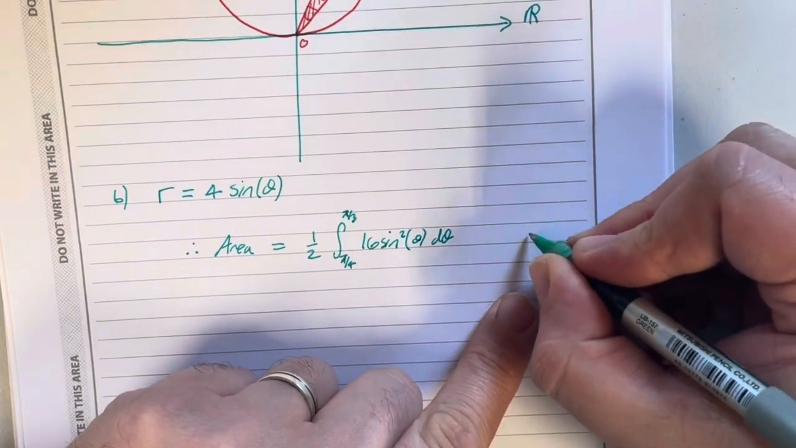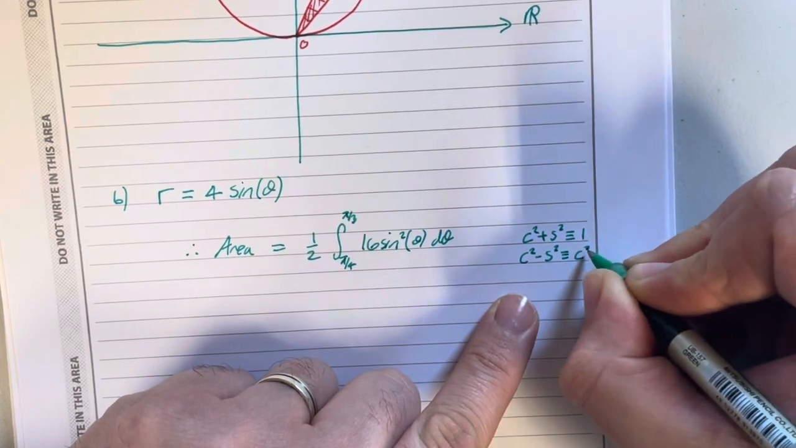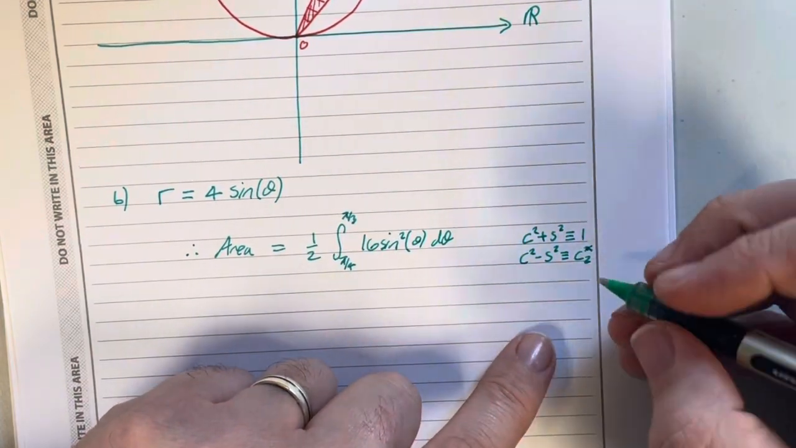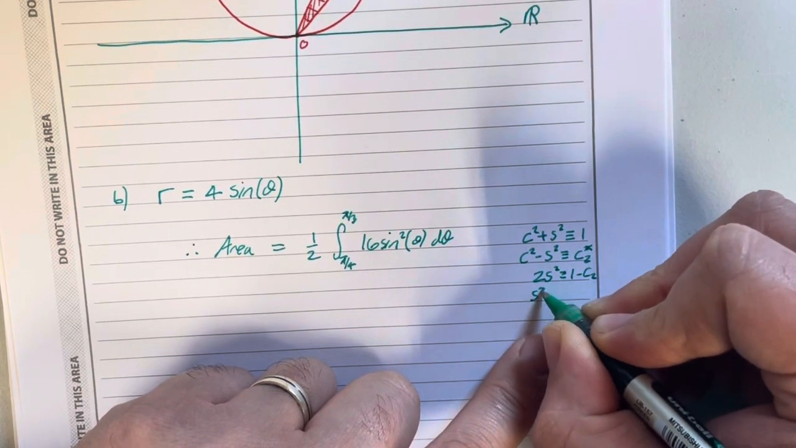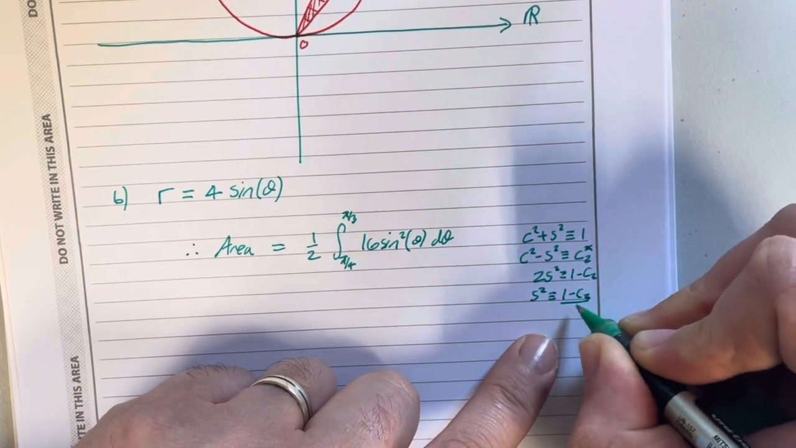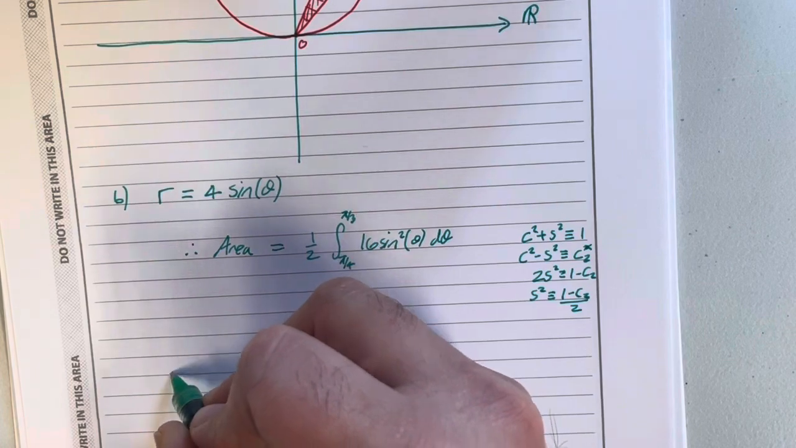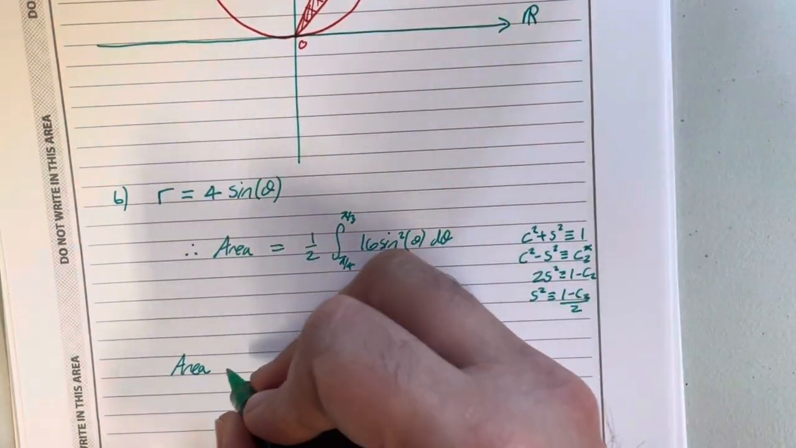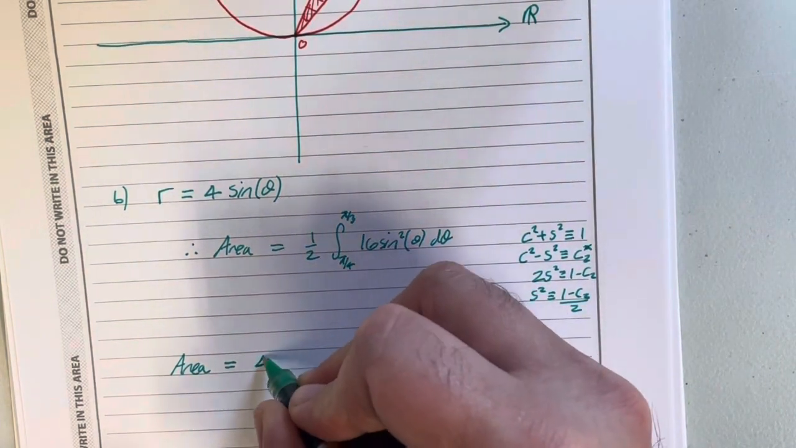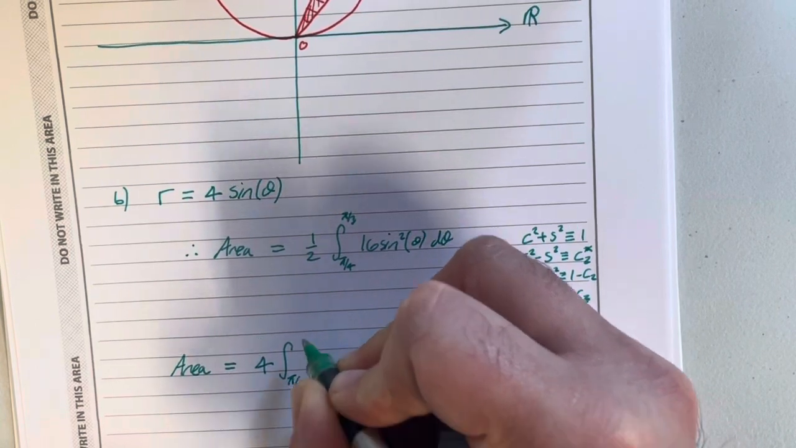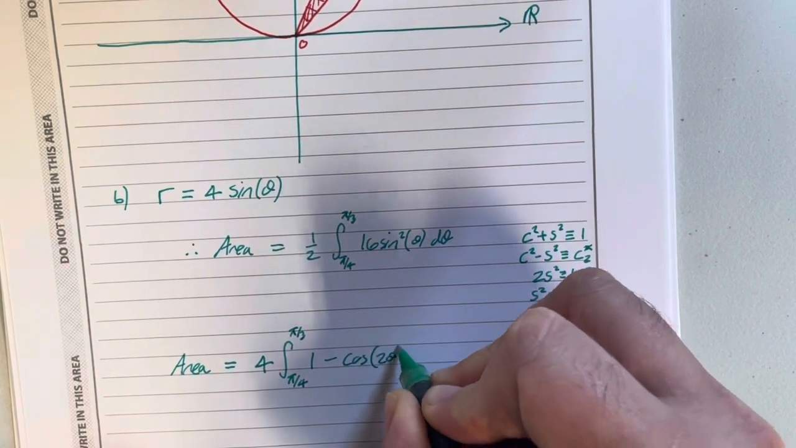Okay, don't forget from earlier, cos squared plus sine squared is 1, cos squared minus sine squared is cos of 2 theta. Subtract them this time, so I get 2 sine squared is identical to 1 minus cos of 2 theta. So therefore sine squared is 1 minus cos of 2 theta over 2. And I can use that in here to allow me to integrate sine squared. So the area of my shaded region is a half times 16 times a half, which is 4, times the integral from pi on 4 to pi on 3 of 1 minus cos of 2 theta d theta.